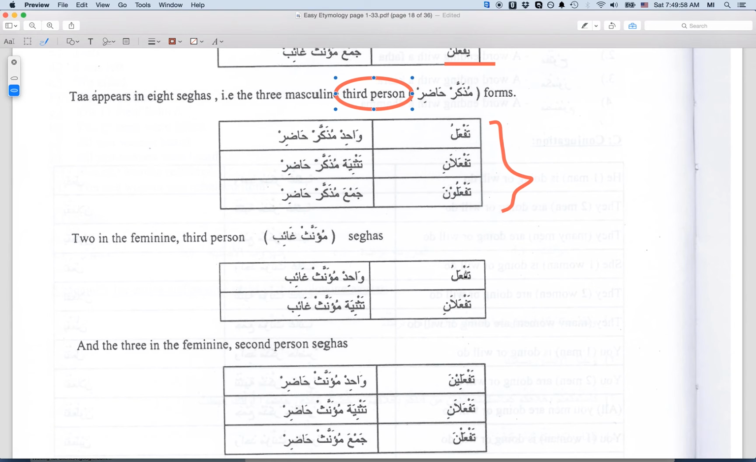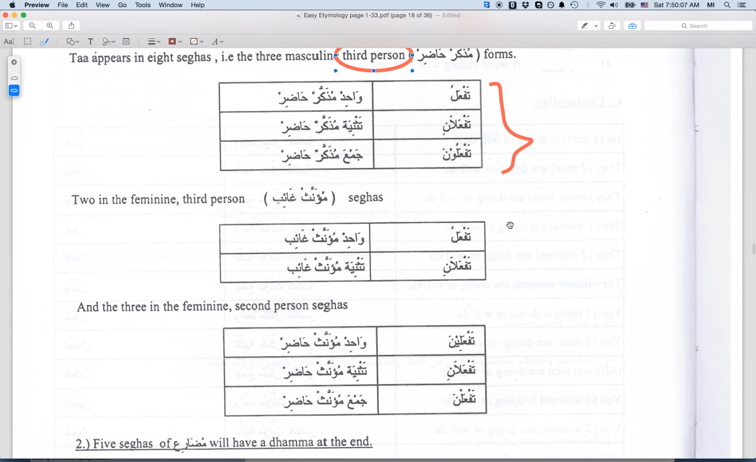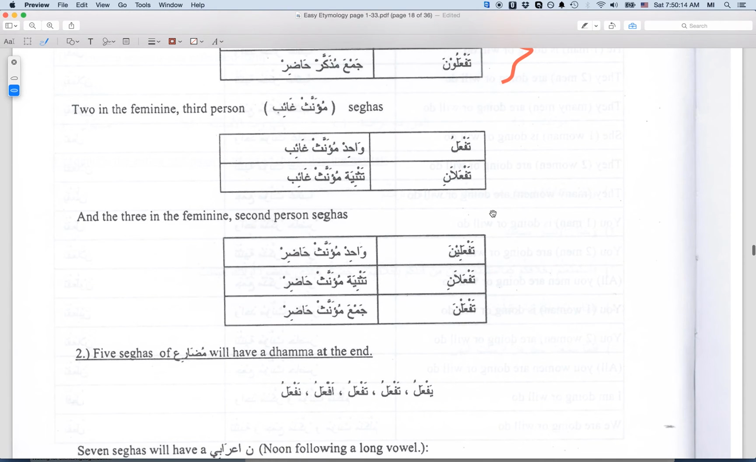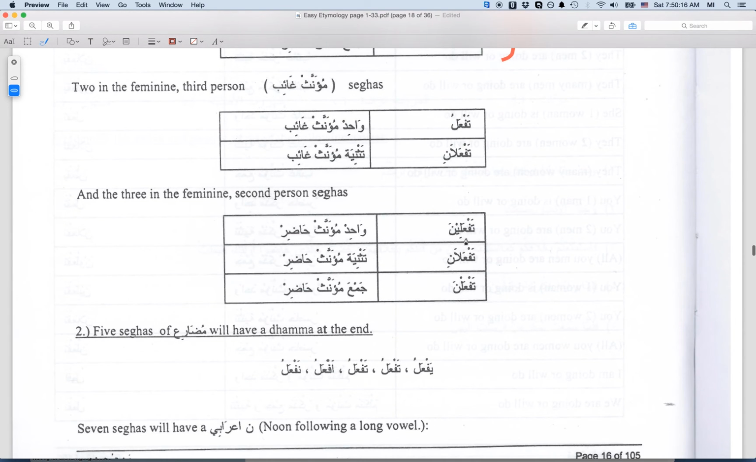These are for feminine, مؤنث غائب. تفعل, she, one woman, does. تفعلان, they two women do. And the three in the feminine second person. So تفعلين, you one woman do. It's حاضر. تفعلان, you two women do. تفعلن, you all women do or will do.